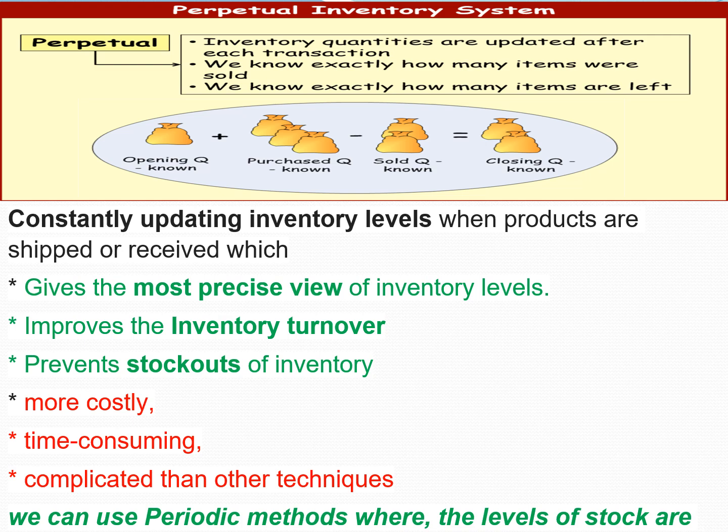Perpetual inventory management is a practice in inventory management of constantly updating inventory levels when products are shipped or received. Due to this continuous inventory management, it gives the most precise view of the inventory levels. It also provides the turnover of the inventory and prevents stockouts, but it is more costly, time consuming, and complicated than other techniques. But we can use periodic methods where the levels of stock are only regularly updated rather than constantly.